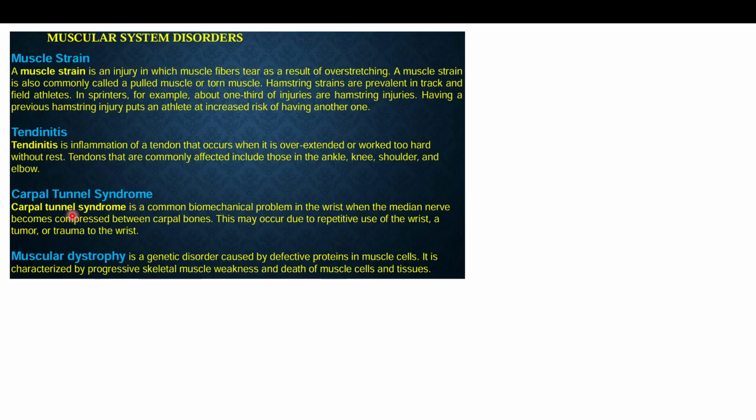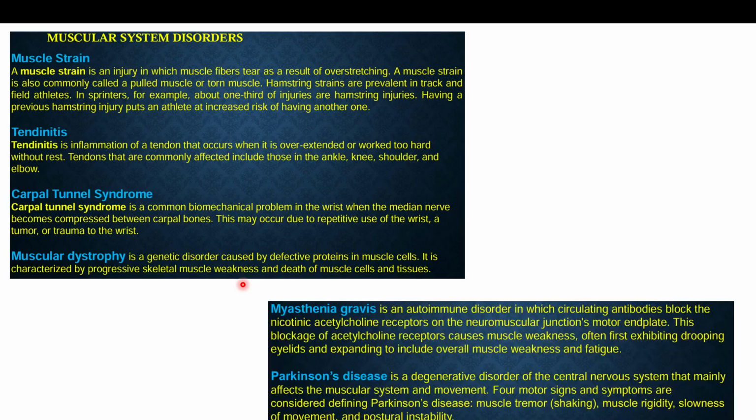Then there's carpal tunnel syndrome. Carpal tunnel syndrome is a biomechanical problem in the wrist where the median nerve gets compressed between the carpal bones, and it is caused by repetitive use of the wrist. Okay. There can be muscular dystrophy, which is a genetic disorder caused by defective proteins in the muscle cells. What happens here is there is a progressive weakness in the skeletal muscles, and eventually the muscle cells and tissues die.